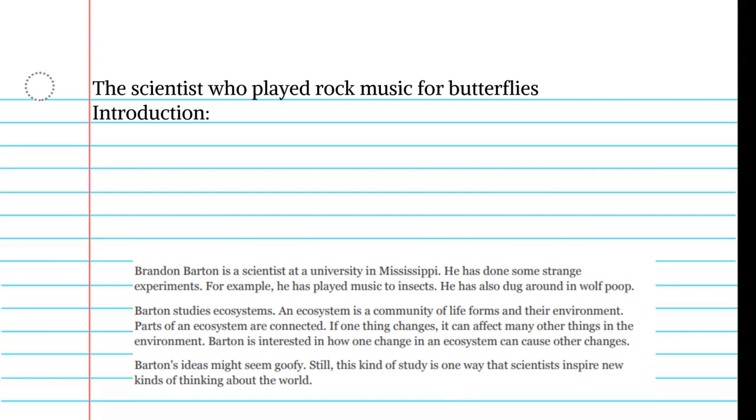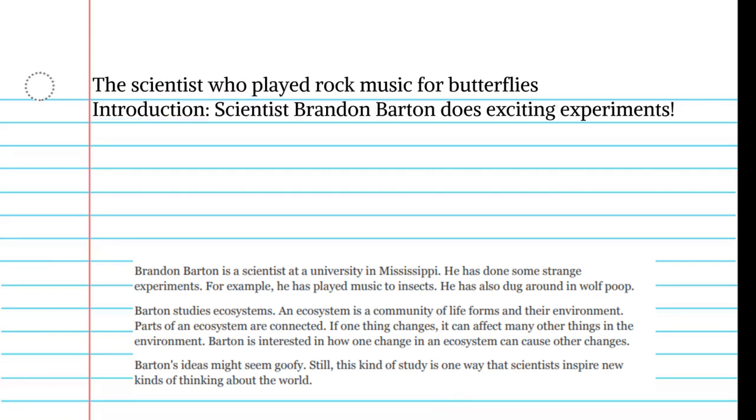So I'm going to start off by talking about how our scientist, his name is Brandon Barton. Follow along writing this with me. For the first fact that I wanted to include in our summary, I wanted to mention the scientist that we're going to be talking about or reading about for the whole article. So I put, scientist Brandon Barton does exciting experiments. I got that just from the first paragraph itself because it talked about him doing things involving playing music to insects and also digging around in wolf poop. Those are definitely some exciting experiments. So, to summarize that first paragraph in one sentence, I gave the person's name that we learned and described a little bit about what we know that he does.